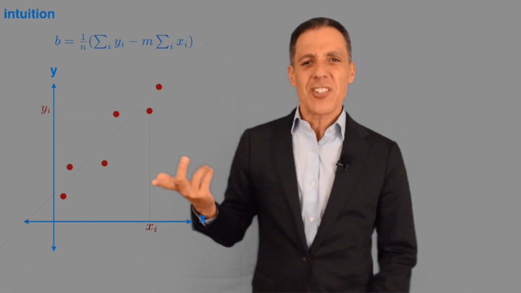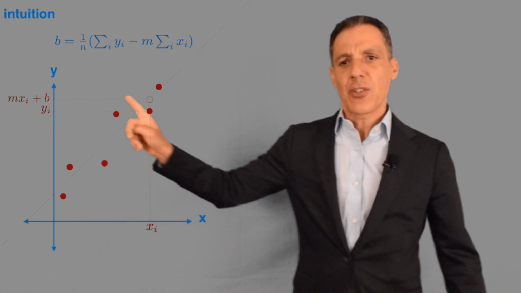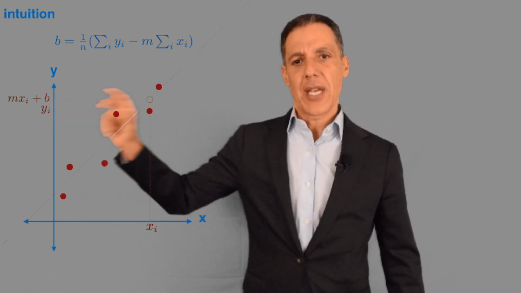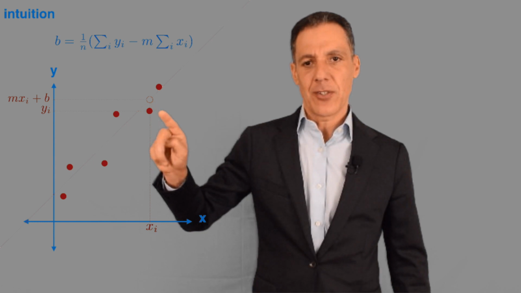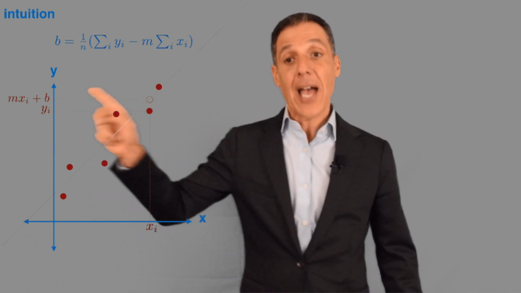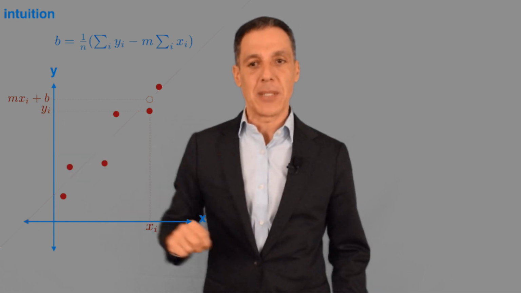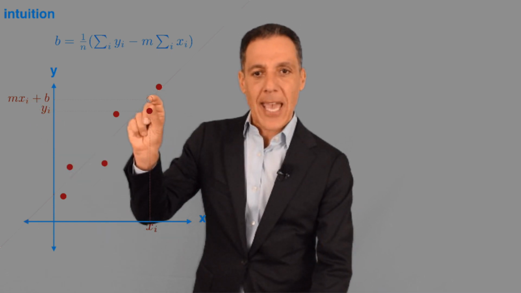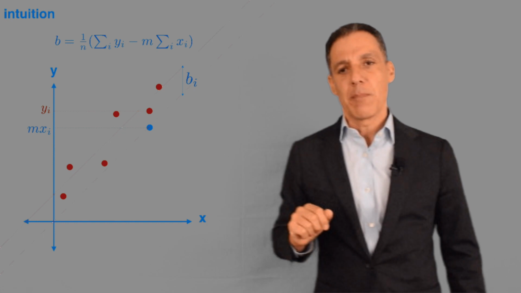So what is this calculating? Let's see if we can get a little bit of intuition for this. Remember that what we're doing is minimizing that vertical distance. This point is specified by x_i, y_i. The point on the line is m x_i plus b. And that gap right there is what we are trying to minimize.